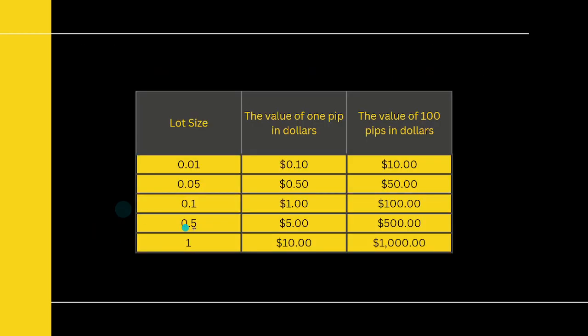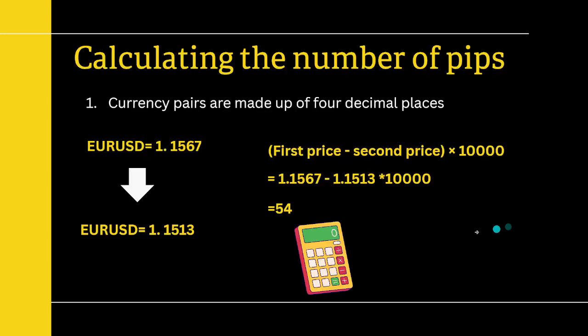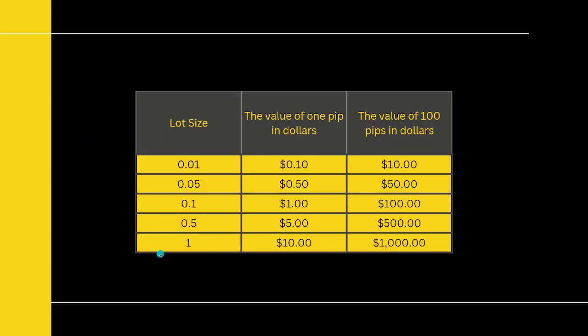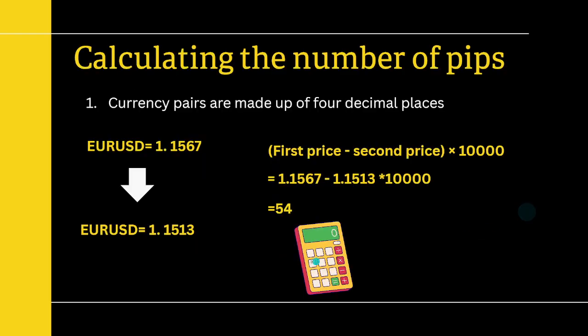And I can always come to this chart again and see, of course, depending on my lot size, I will understand how much I will be earning. So if I had entered this trade with one lot size, that means that I will gain $540 if my target is reached and my target is hit, which is 54 pips.